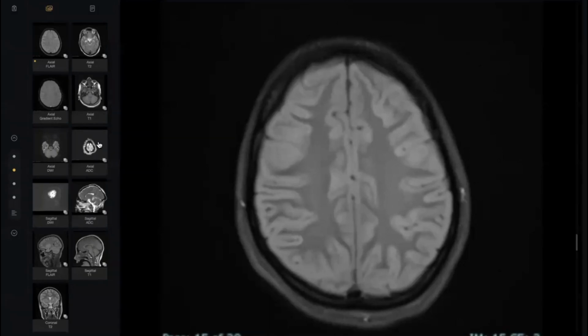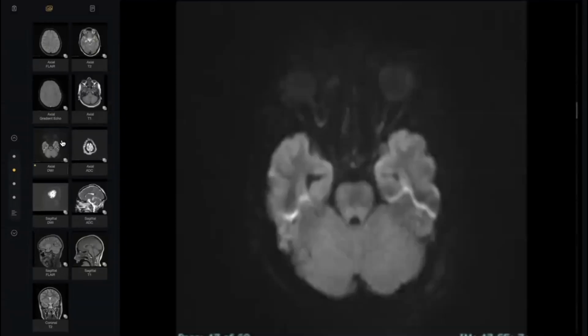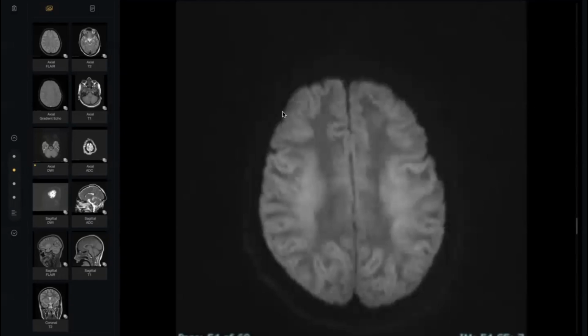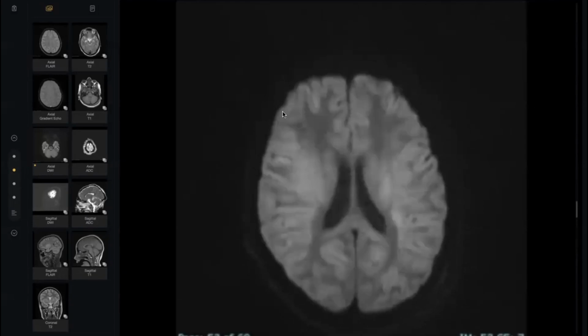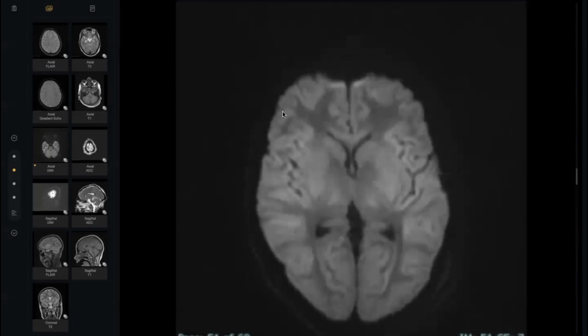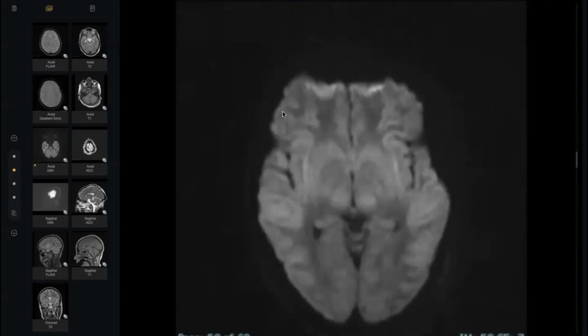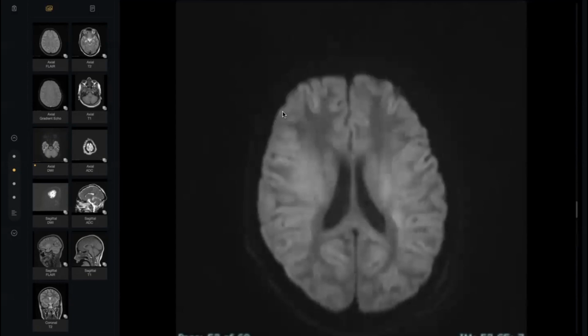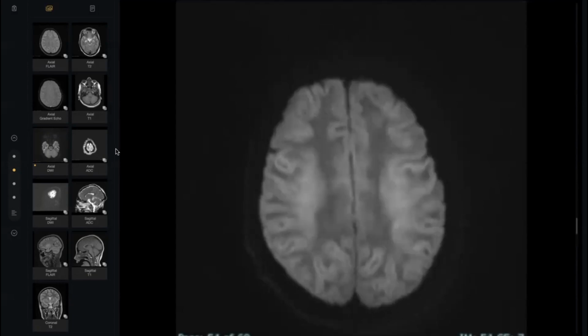I would like to see the same findings on DWI and ADC mapping to see whether they are due to hypoxia. I'm thinking in line of hypoxia. This is showing hyperintensity, there are bright signals. I would like to correlate it on ADC mapping to see whether these basal ganglia and cortices become low on ADC.